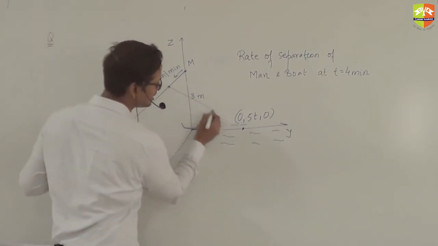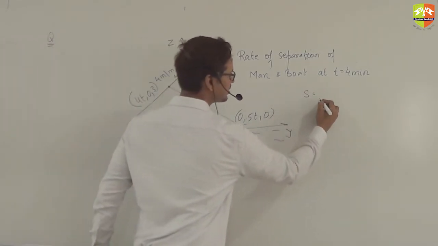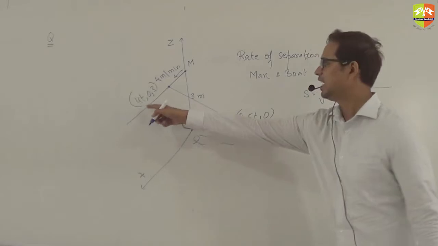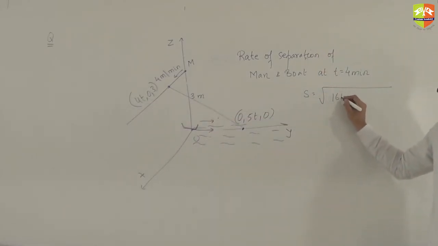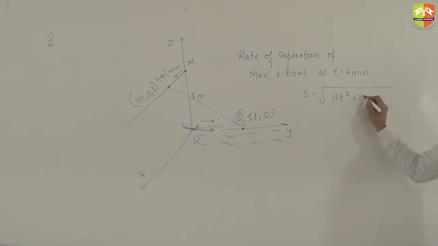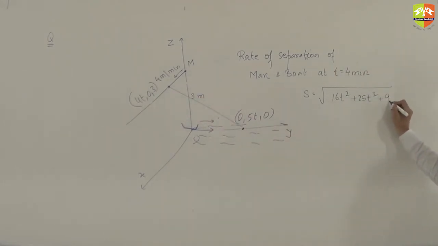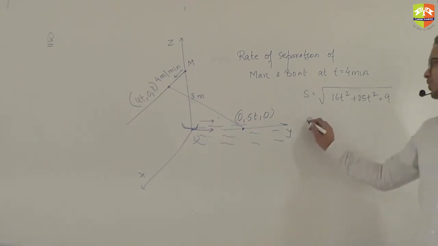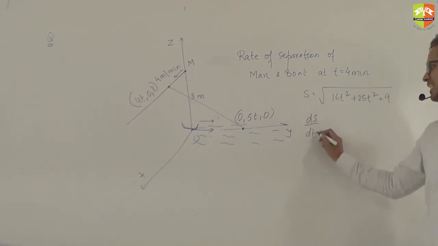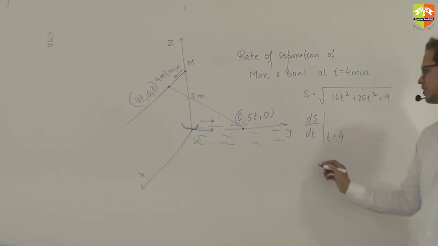So for the distance between these, you can use the distance formula. Let's say s is the distance, so s squared is x1 minus x2 whole square, which is 16t square, plus y1 minus y2 whole square, which is 25t square, and 3 minus 0 whole square, which is 9. Now all I want to know is what is ds by dt at the instant t is 4? Let's apply the chain rule and differentiate this.